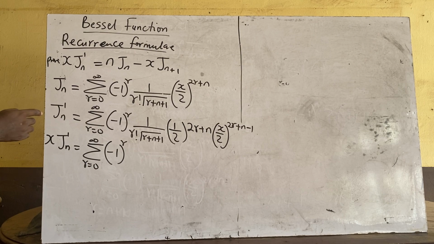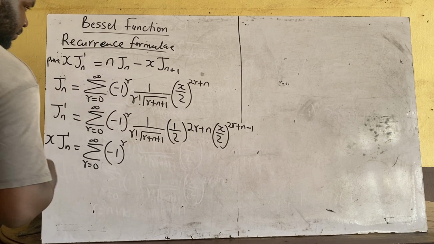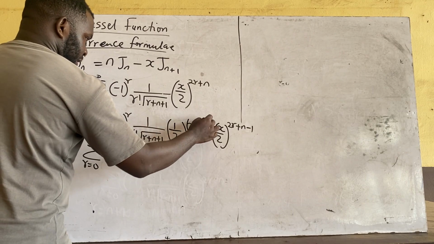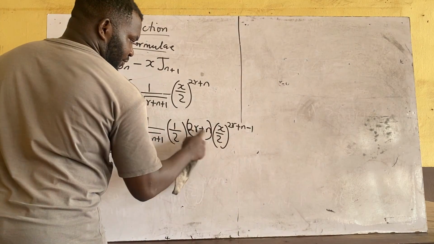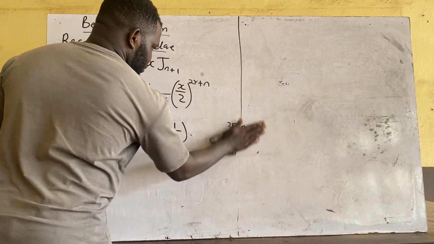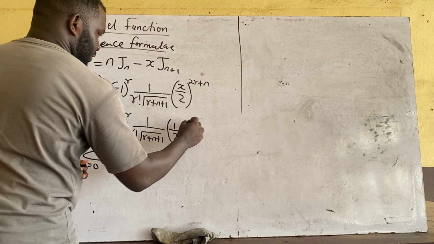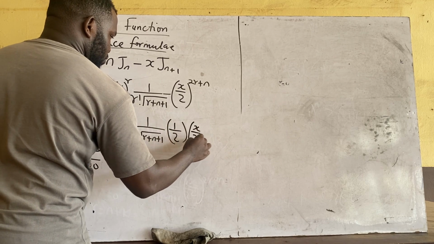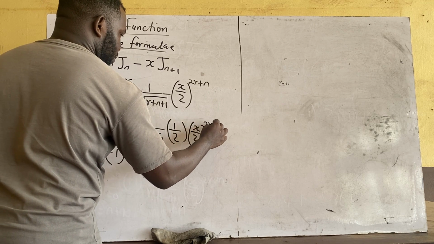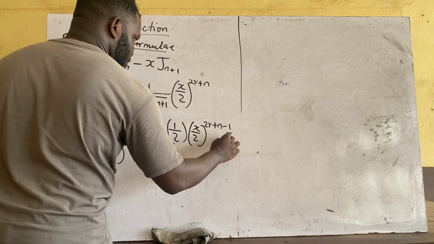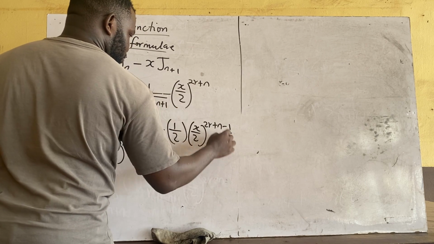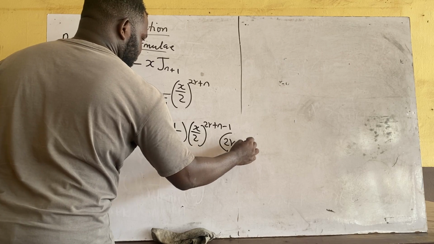Okay, before that, let us separate before we multiply by x so that it will be easier. I hope you know that these two are in the bracket. Or rather, let me keep it the way you understand. Let me write this one first before the bracket so that it will not confuse you. So we are going to have x over 2 raised to power 2r plus n minus 1. Okay, then in the bracket I'm going to have 2r plus n.